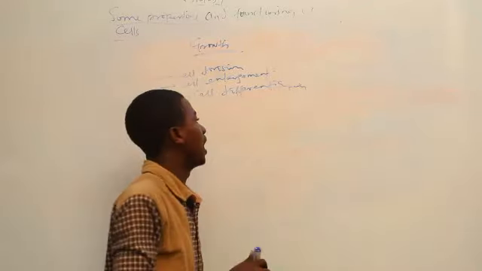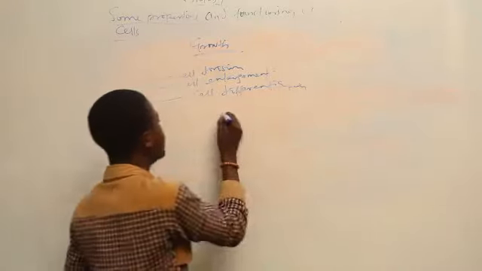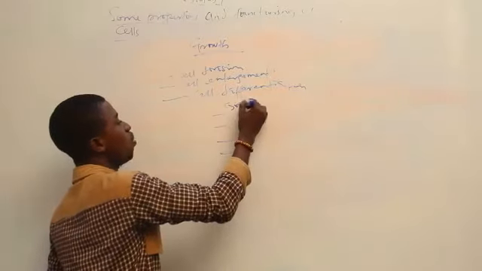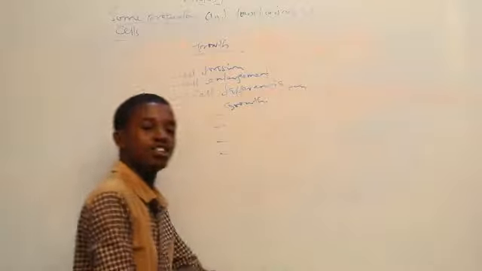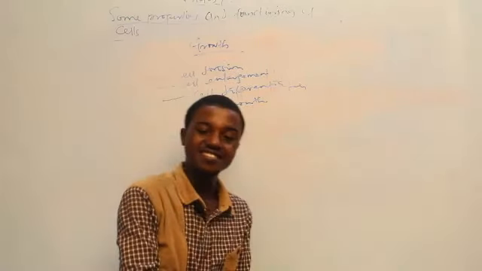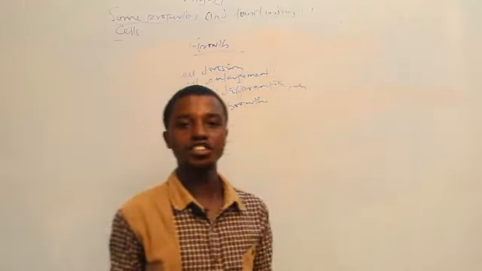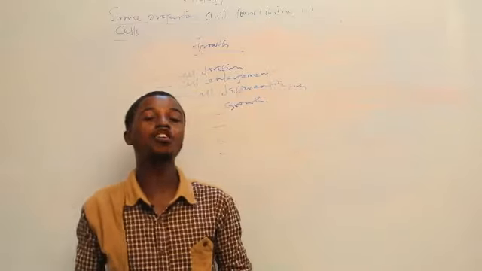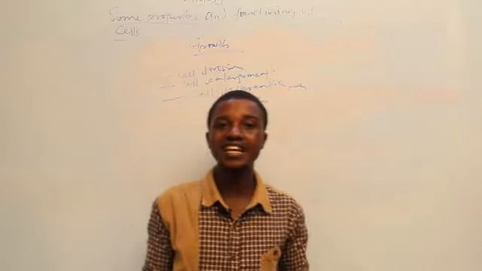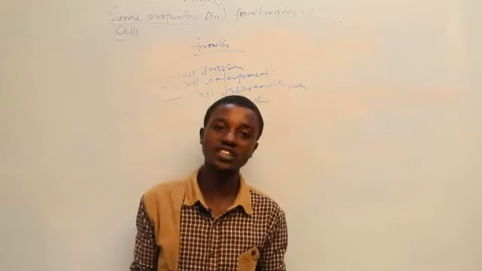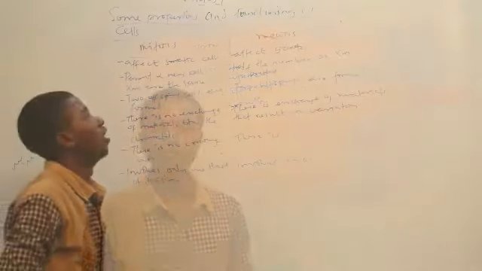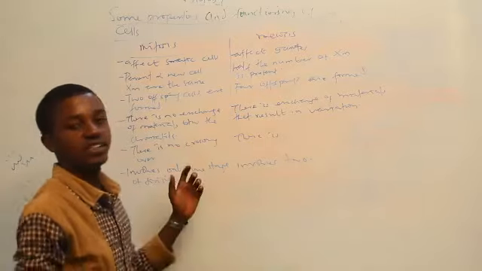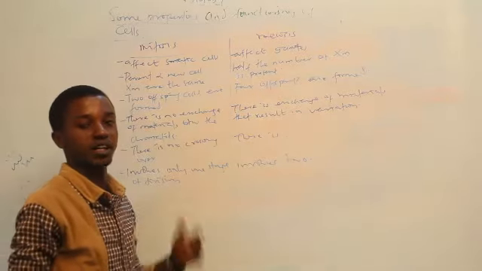Okay, there are points you need to note under growth. As I said earlier, growth is an appreciable increase in the size and weight of an organism. Another definition is this: growth is an irreversible increase in the size and complexity of an organism, and it is brought about by the production of new protoplasm. Okay, so now we're going to be looking at the differences between mitosis and meiosis.